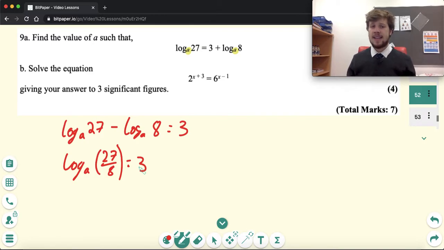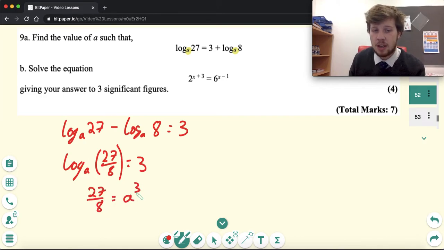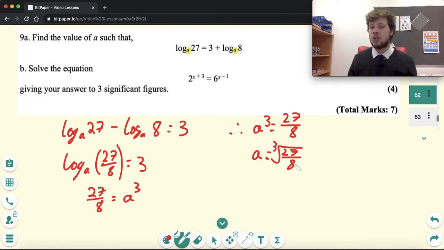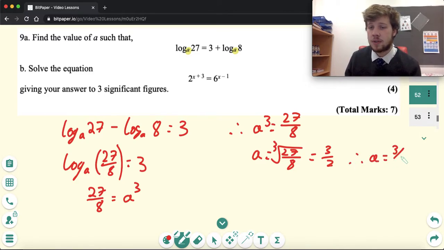And now if I take everything to the power where a is the base, that's going to cancel out with a log, so I end up with 27 over 8 equal to a cubed. Once I'm at this stage, I'm just rearranging to get what a is. Well, I know that a cubed is 27 over 8, so therefore a is going to be equal to the cube root of 27 over 8. And we should be pretty comfortable at this stage to just cube root the top and the bottom of the fraction separately, which would give me 3 over 2. So therefore my value of a is equal to 3 over 2. That would be the first 3 marks of this question.